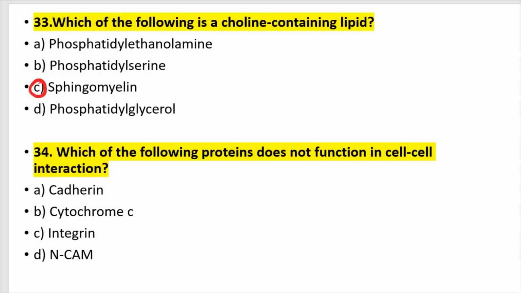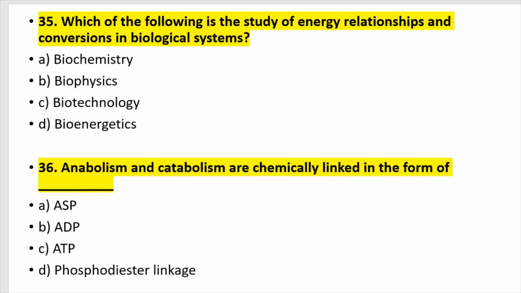Which of the following proteins does not function in cell-to-cell interaction? So this one does, cytochrome C doesn't. Integrin does, NCAM does. So the answer is cytochrome C. Which of the following is the study of energy relationships and conversions in biological systems? This is called bioenergetics. So the definition of bioenergetics is simply the study of energy relationships and conversions in biological systems.